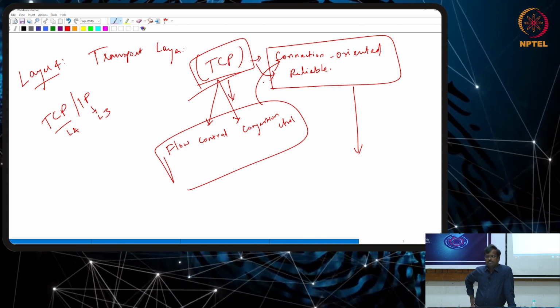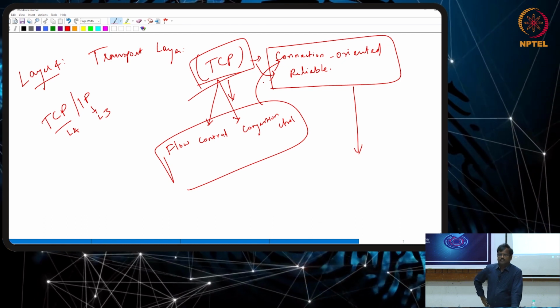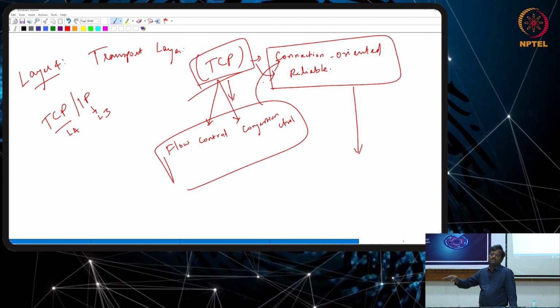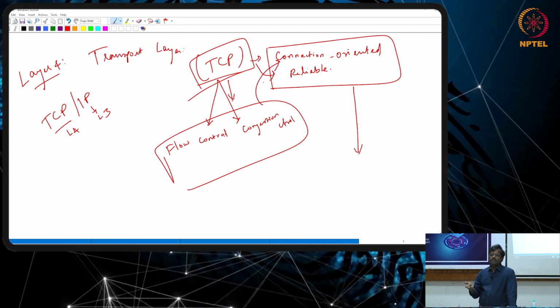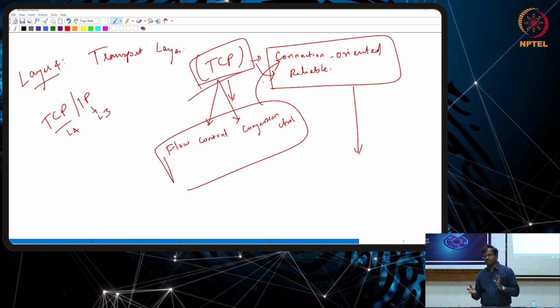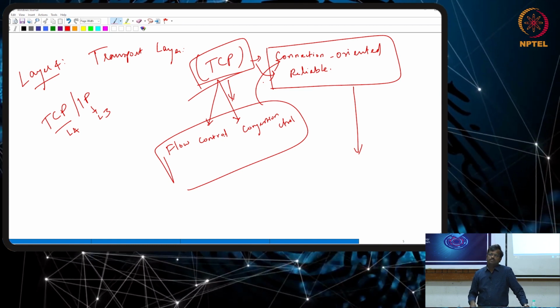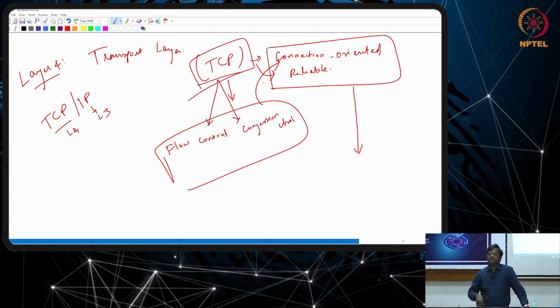That is the mechanism for establishing a connection. There is a three-way handshake. You establish a connection, then you do the data transfer. Finally, you close your connection. That's the mechanics. The question is, what is connection oriented? Why do you do a connection establishment? That's the question.